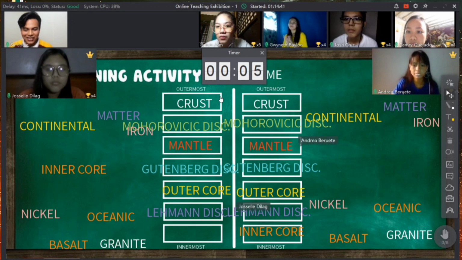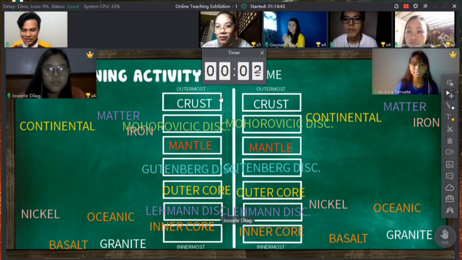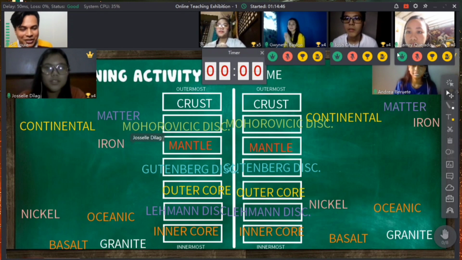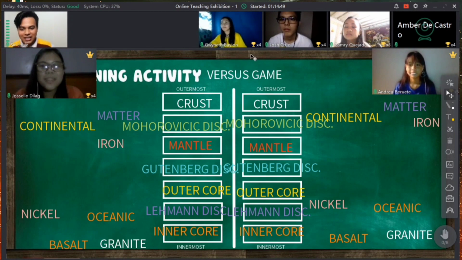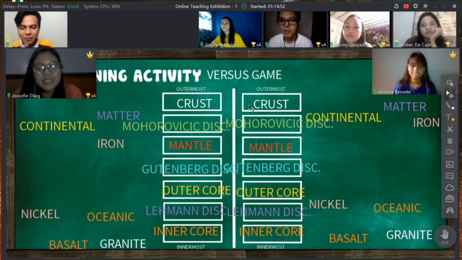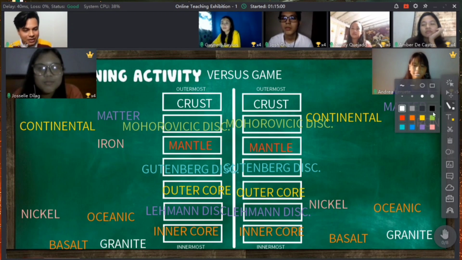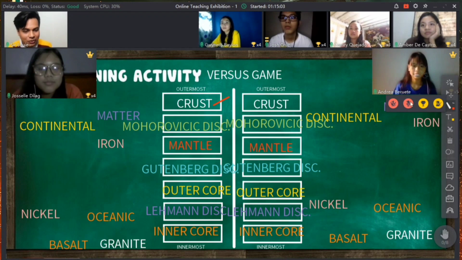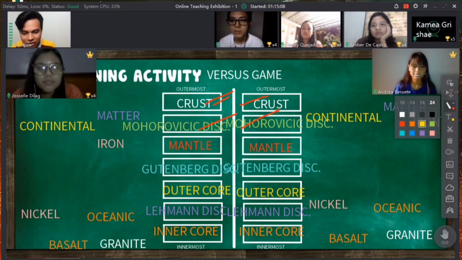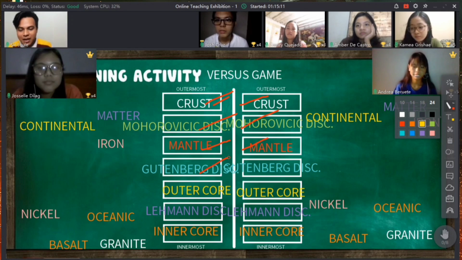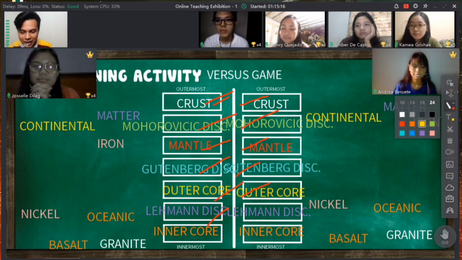Done, sir. Okay, Dea finished first, so let us check. The outermost layer is the crust. Next is the Mohorovicic discontinuity, the boundary. Next is the mantle, correct? Let me check that. Okay, correct. Mohorovicic is correct. Mantle is also correct. Gutenberg discontinuity, correct. The outer core, correct. Lehmann discontinuity, correct. And the inner core, correct.